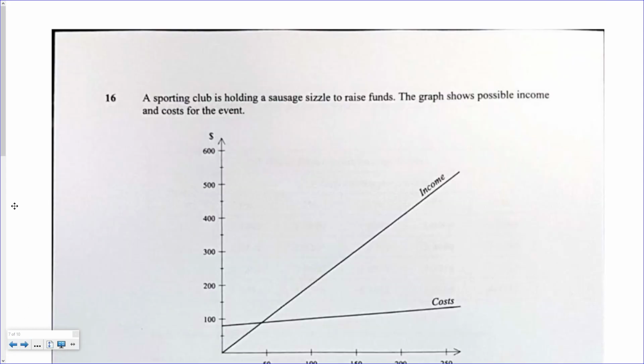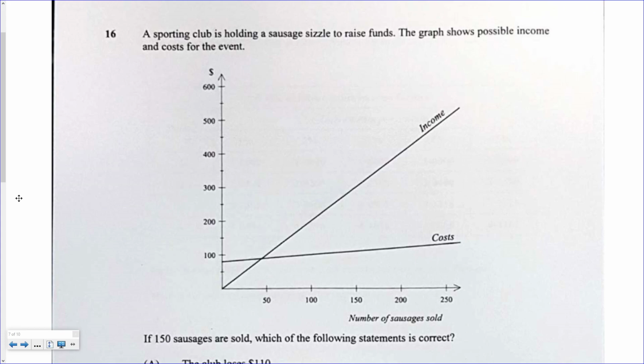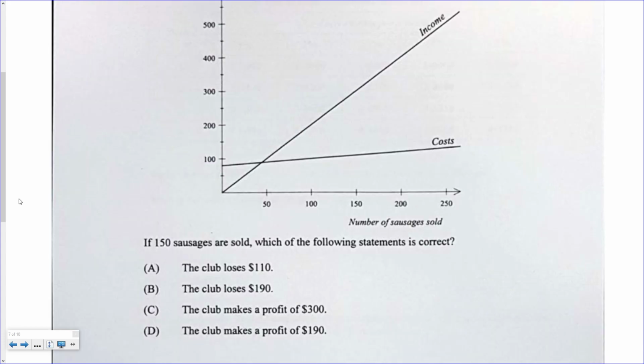Going on to question 16. So this question 16, we've just been given this graph, one for income, one for costs. So a pretty basic interpreting linear relationships question. And so if 150 sausages are sold, which of the following statements is correct? So that means we want to be looking across on the x-axis at 150. So basically along where I've made that red mark.